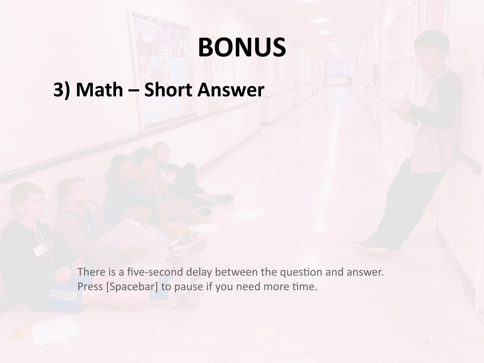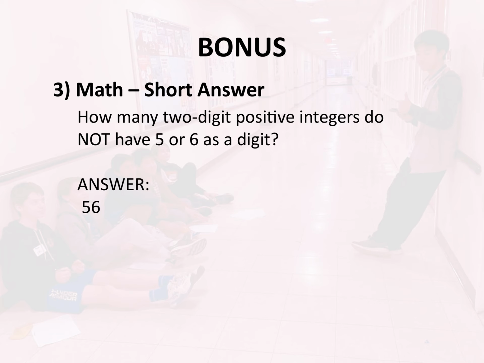Bonus 3. Math, short answer. How many two-digit positive integers do not have 5 or 6 as a digit? Answer, 56.